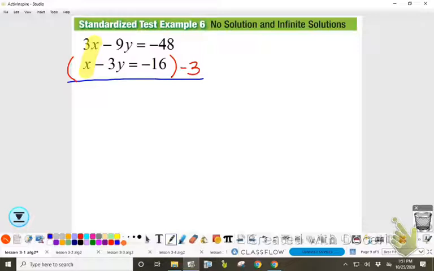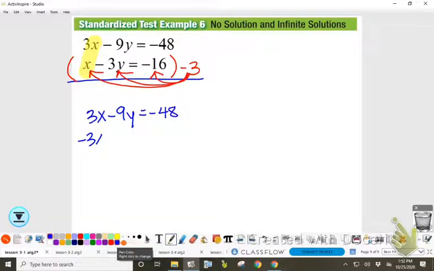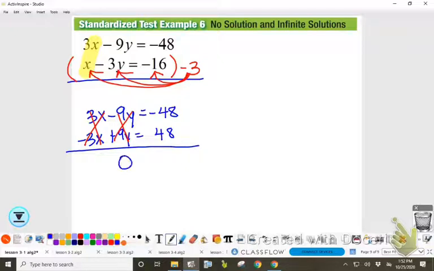So I'm just going to rewrite my first line. I didn't touch my first line, so I'm just going to rewrite that as it is. And then I'm going to multiply everything by a negative 3. So I get negative 3x plus 9y is equal to positive 48. Something special happens here. 3 minus 3 cancels. Negative 9 plus 9 cancels. That leaves me with 0 over here is equal to negative 48 plus 48, which cancels. That leaves me with 0 equals 0.